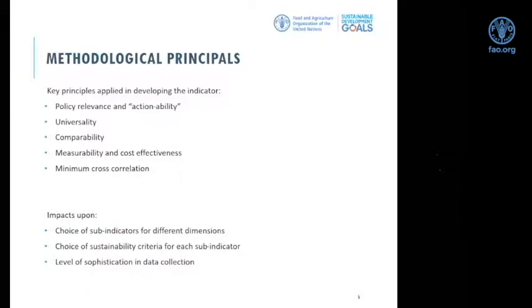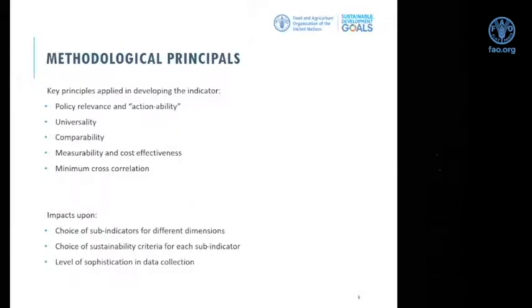measure agriculture sustainability performance. All these choices and decisions have had an implication for the choice of sub-indicators for different dimensions, the choice of sustainability criteria for each sub-indicator, and the level of sophistication in data collection.